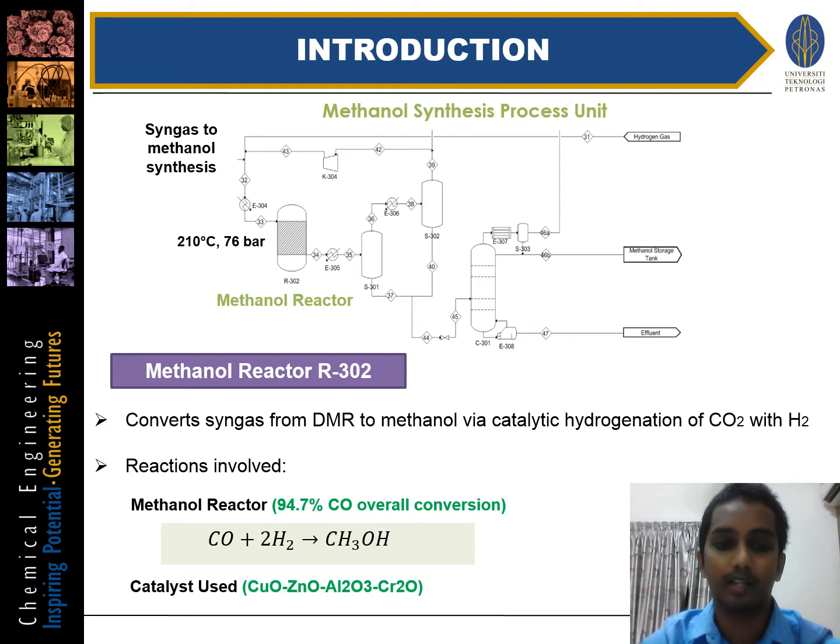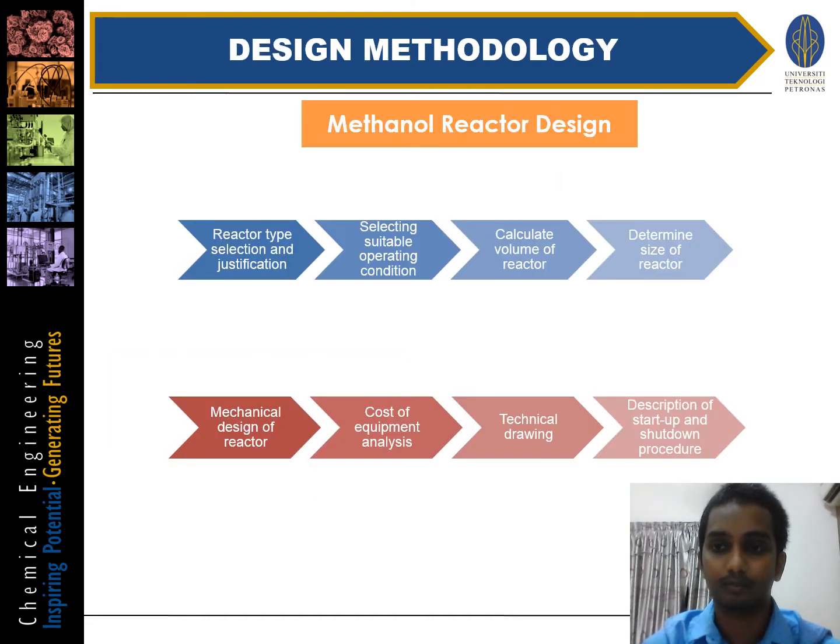94.7%, and the recommended catalyst to be used in this process is a copper-based catalyst consisting of copper oxide, zinc oxide, aluminum oxide, and chromium oxide. The operating temperature and pressure for this process is 210 degrees Celsius and 76 bar. The overall methanol synthesis process unit is shown in the figure above.